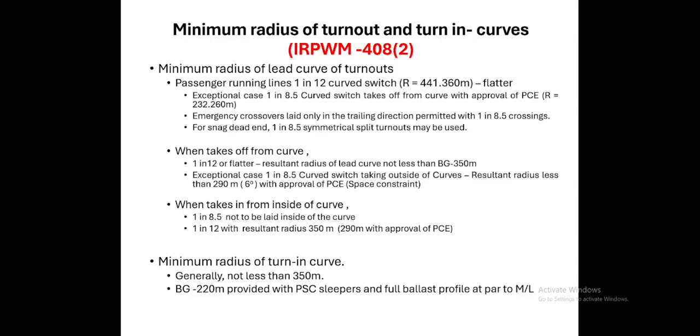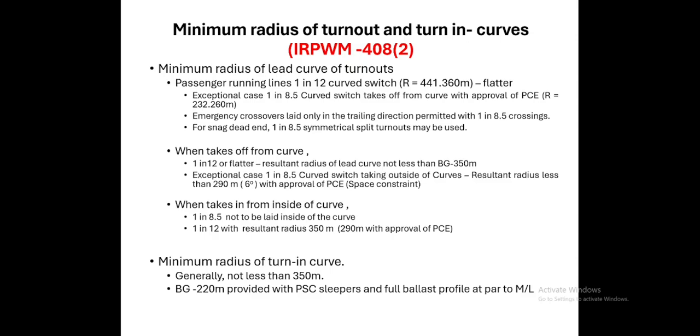And coming to the similar flexure, when any points on crossing is on a curve and the turnout side is taken inside of the curve, it will form a similar flexure. In this case, the resultant radius should not be sharper than 350 meter. We can go up to 290 meter, but with the approval of the principal chief engineer.